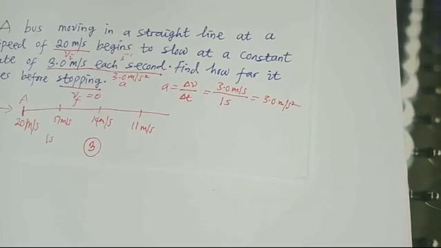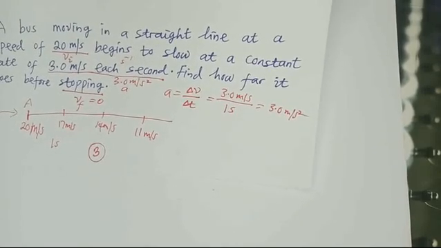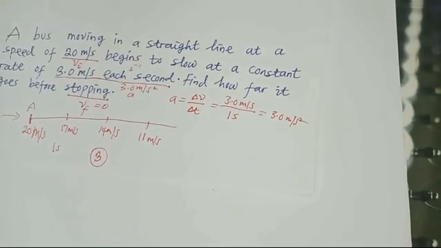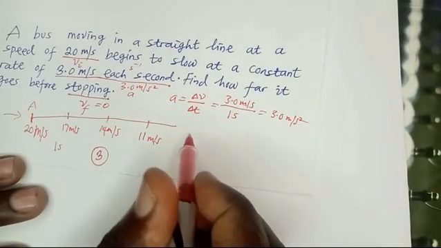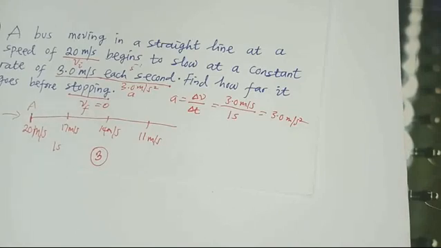Another thing we should know from here is that this acceleration should be a negative acceleration. It should be minus 3 meters per second squared, since the object is slowing down and not speeding up. So when we are using it, it will appear as a negative acceleration.